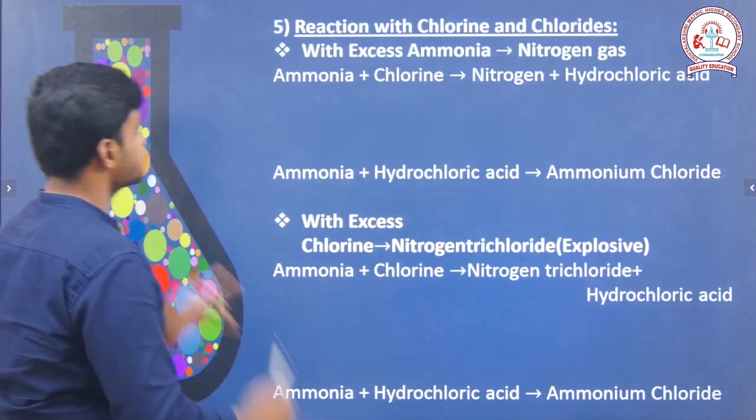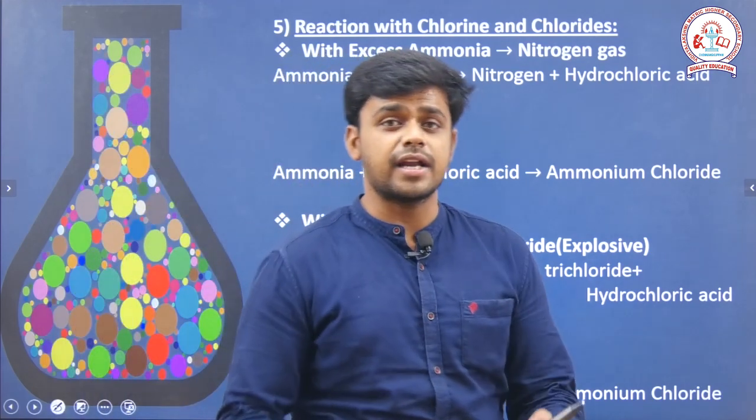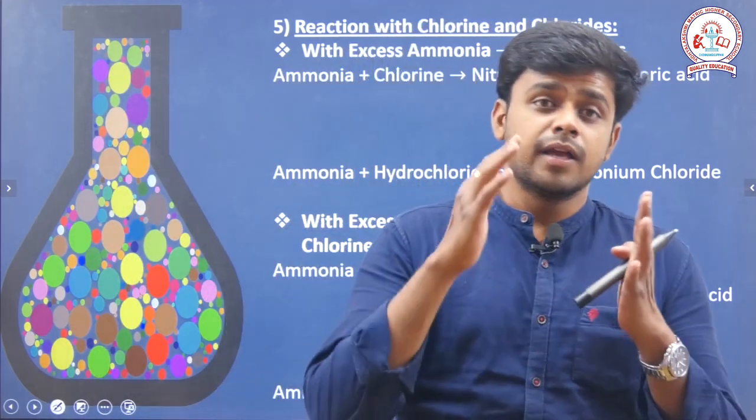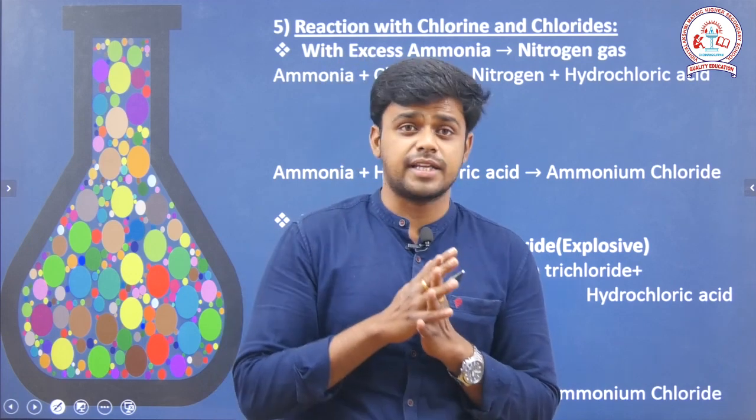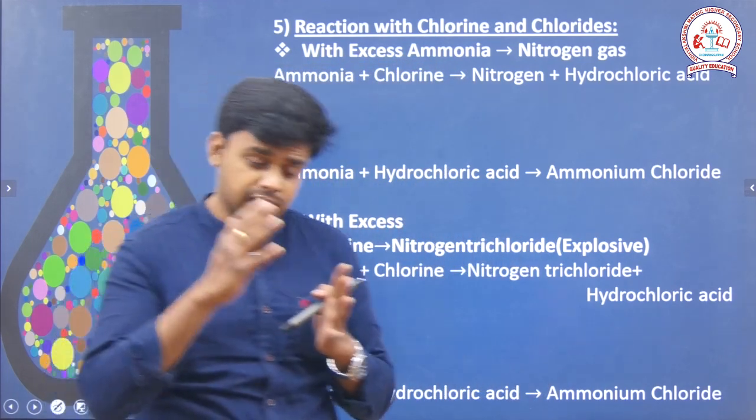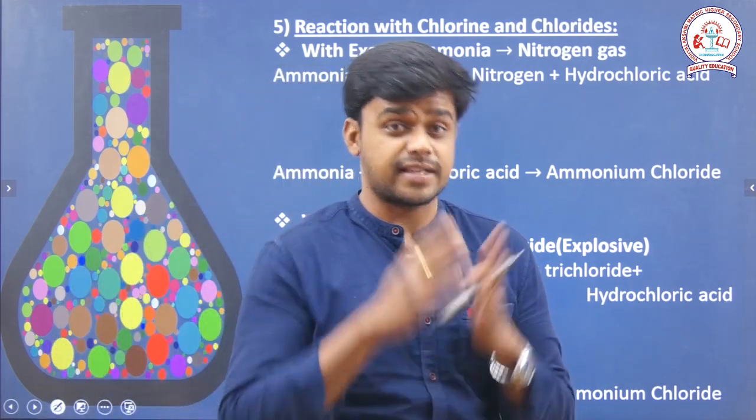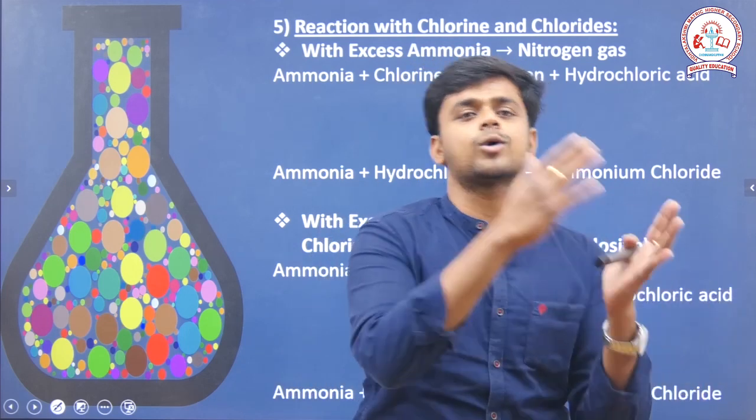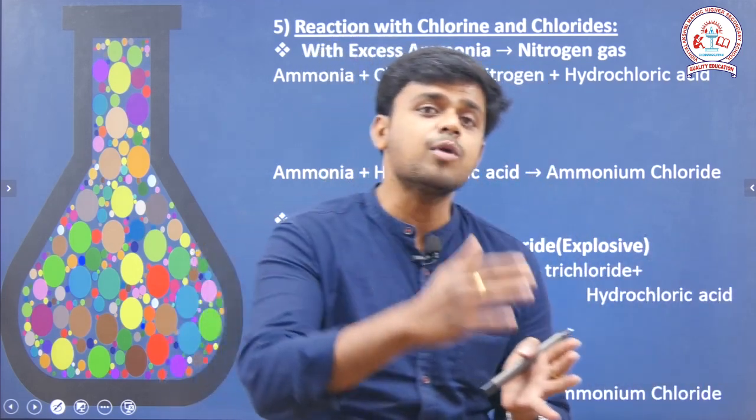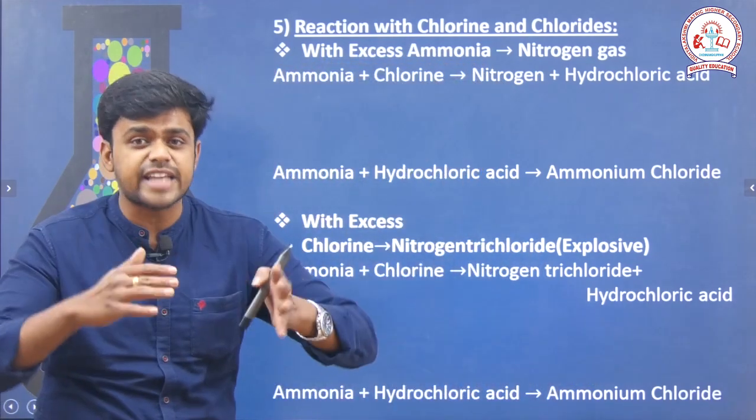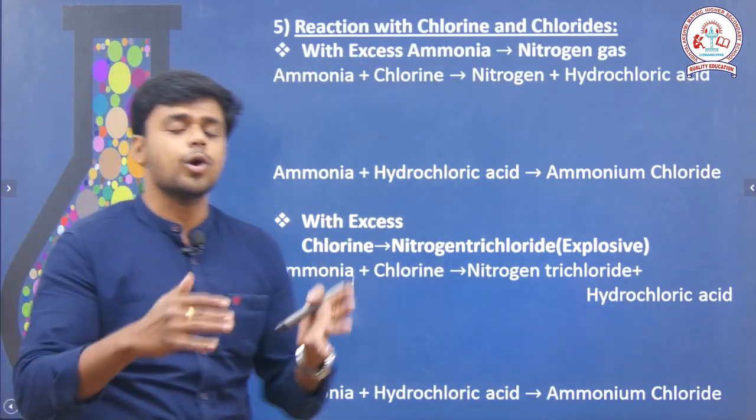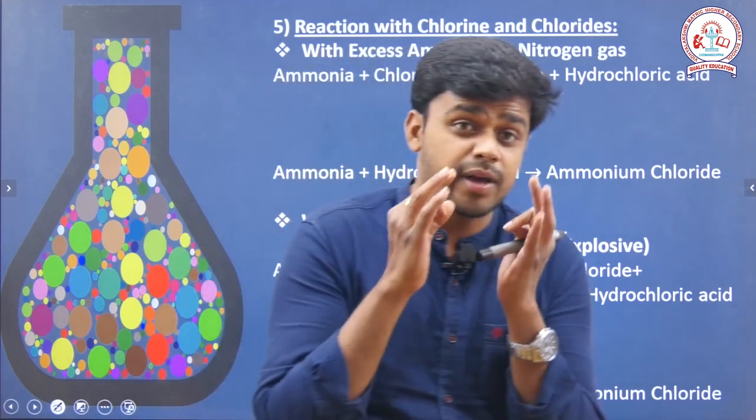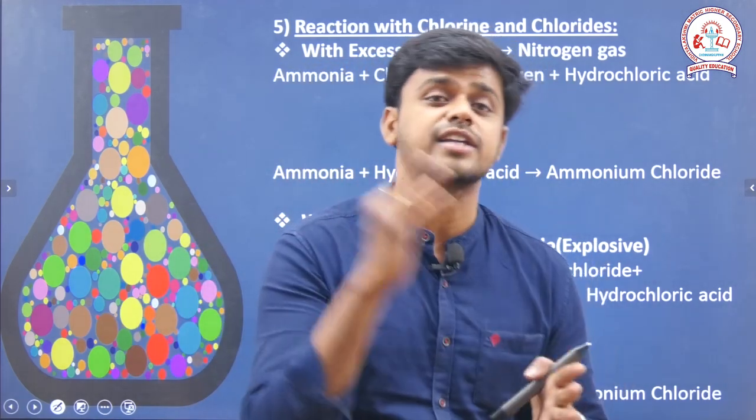The next one, reaction with chlorine and chlorides. பாருங்க, இந்த குளோரின் அம்மோனியாவோட ரியாக்ஷன் பாத்தீங்கன்னா ரொம்ப டிஃபரெண்டா இருக்கும். ஒன்னு எக்ஸஸ் அம்மோனியா கூட ரியாக்ட் ஆகும், எக்ஸஸ் அம்மோனியா லிமிட்டட் குளோரின். இன்னொரு கான்ட்ராரி நீங்க பாத்தீங்கன்னா எக்ஸஸ் குளோரின் லிமிட்டட் அம்மோனியா. அப்ப எக்ஸஸ் அம்மோனியா கூட ரியாக்ட் ஆச்சு அப்படின்னா நைட்ரஜன் கேஸ் நமக்கு கொடுக்கும். எக்ஸஸ் குளோரின் கூட ரியாக்ட் ஆச்சுன்னா ஒரு எக்ஸ்ப்ளோசிவான ரியாக்ஷன் நமக்கு தெரியும், நைட்ரஜன் ட்ரைக்ளோரைட் கிடைக்கும்.